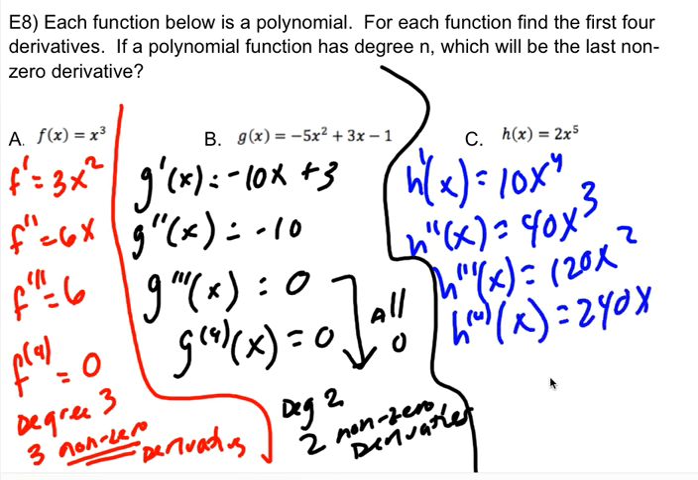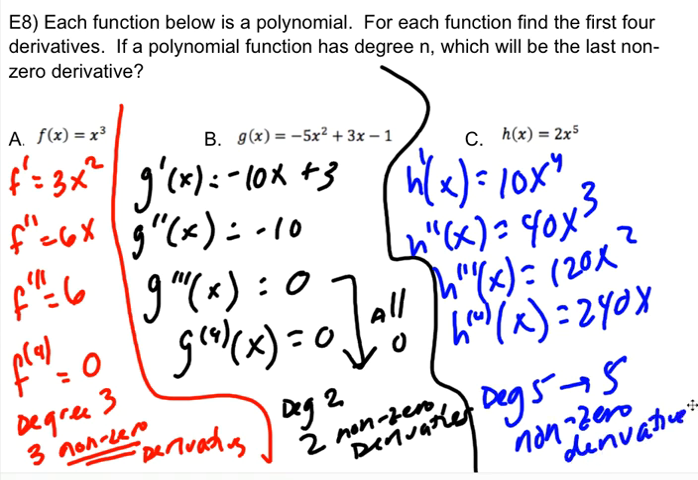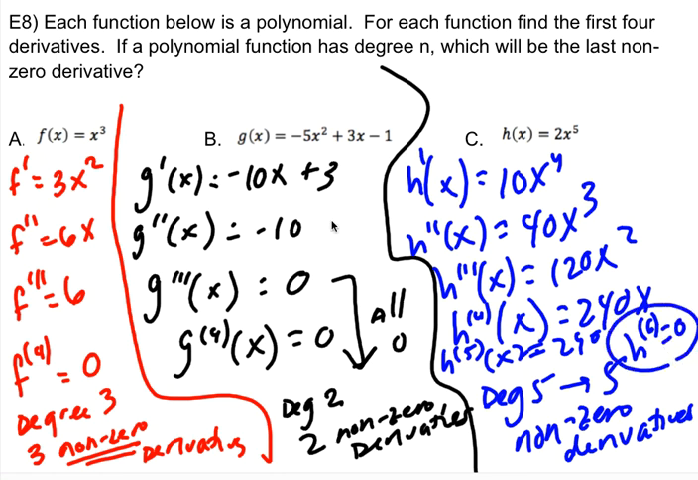And I only asked you to do 4, but we know logically, based on what we've seen, since this thing has a degree of 5, there will be 5 non-zero derivatives. And after the 5th derivative, they're all going to be 0. You can see that if I keep going, the 5th derivative would just be the number 240, which means that the 6th derivative would be the first one that's 0, and then after that, they're all going to be 0. All right, so that is higher order derivatives, and this is the end of Unit 3.